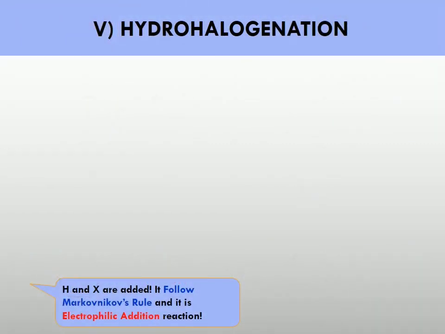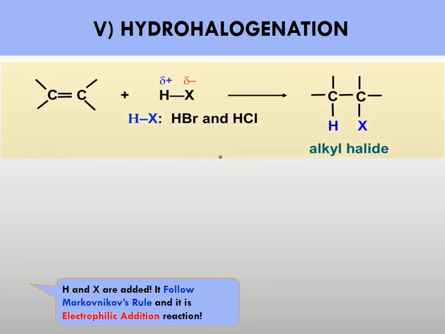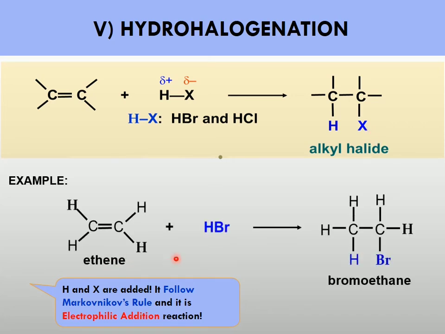Next, hydrohalogenation, which means that one hydrogen and one halogen will be added to the alkene. This follows Markovnikov's rules, where hydrogen is added to the carbon with more hydrogen atoms. The hydrogen halide normally refers to hydrogen bromide and hydrogen chloride. The double bond opens up and one H and one halogen are added. For example, ethene: the H and Br are added and we will get bromoethane.